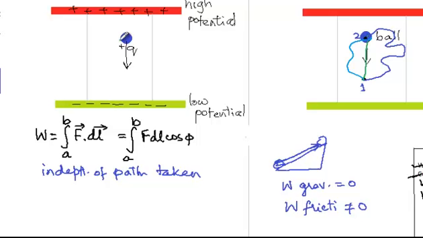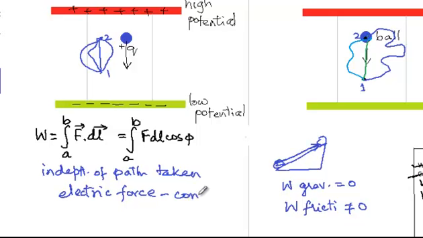Similarly, over here in the electric field, if you consider this particle being moved, say from here to here, whatever may be the path taken, in each case the work done is only going to depend on the initial and the final position. So we can say that electric forces are also conservative forces. So an electric force is a conservative force, just like gravitational forces.